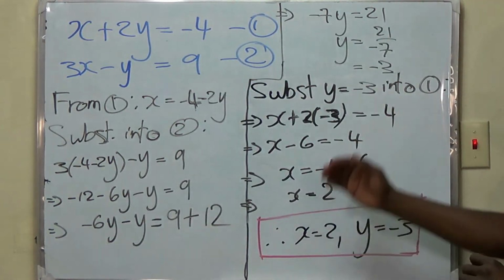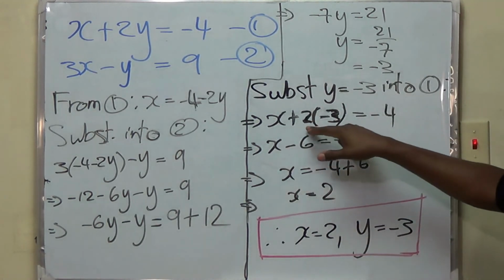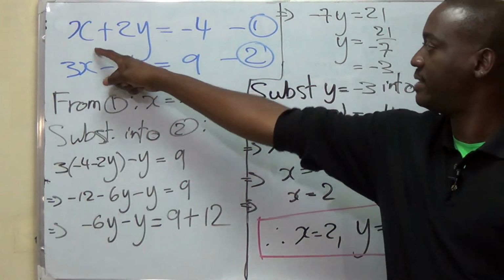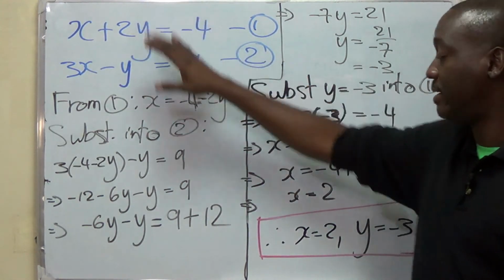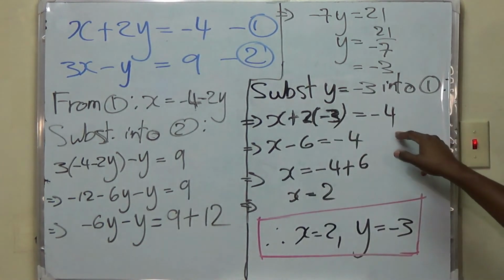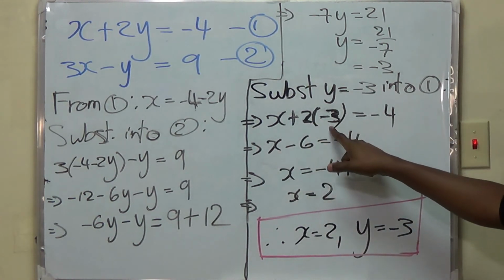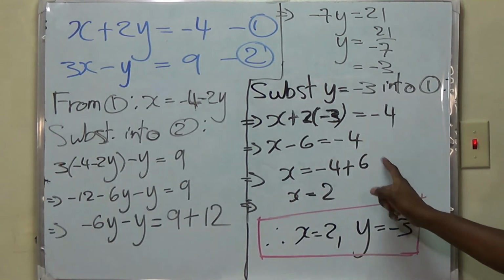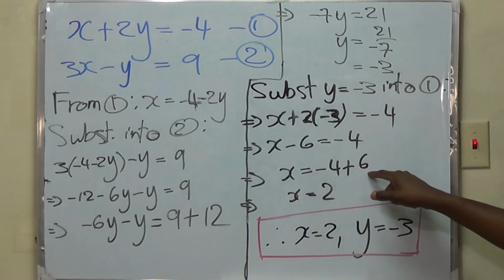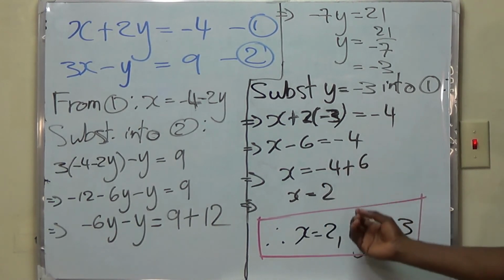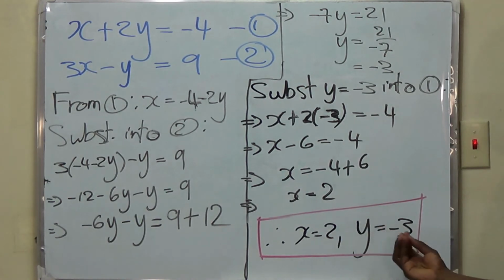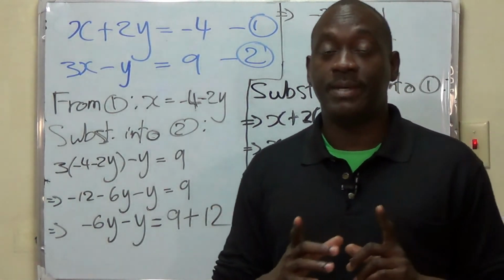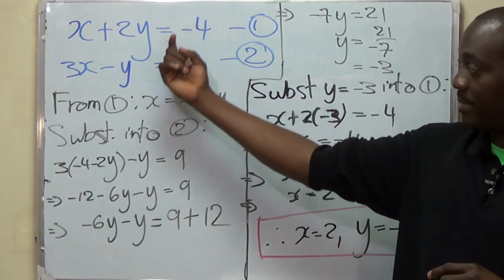So we're going again. Substitution. x plus 2 into minus 3 equal to minus 4, which is taken from this here. x plus 2 by whatever the value of y is. So x plus 2 into minus 3 is equal to minus 4. x plus 2 by minus 3 is minus 6. So x minus 6 is equal to minus 4, which is to say then that x is equal to minus 4 plus 6, which is 2, so that your x is equal to 2 and your y is equal to minus 3.